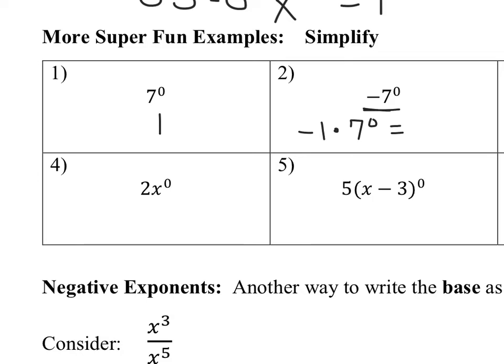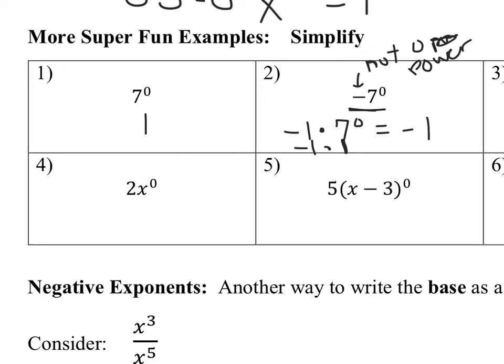You'll know that when you do that in your calculator. Go ahead and try it now. Try it in your calculator, and the calculator will give you negative 1 as an answer because it does negative 1 times a positive 1. Okay, it knows that that is not being raised to the 0 power.